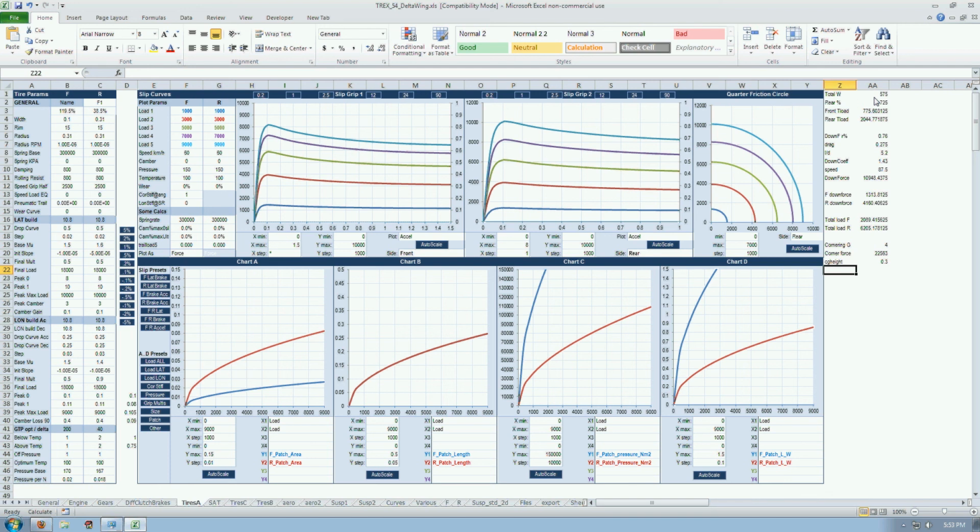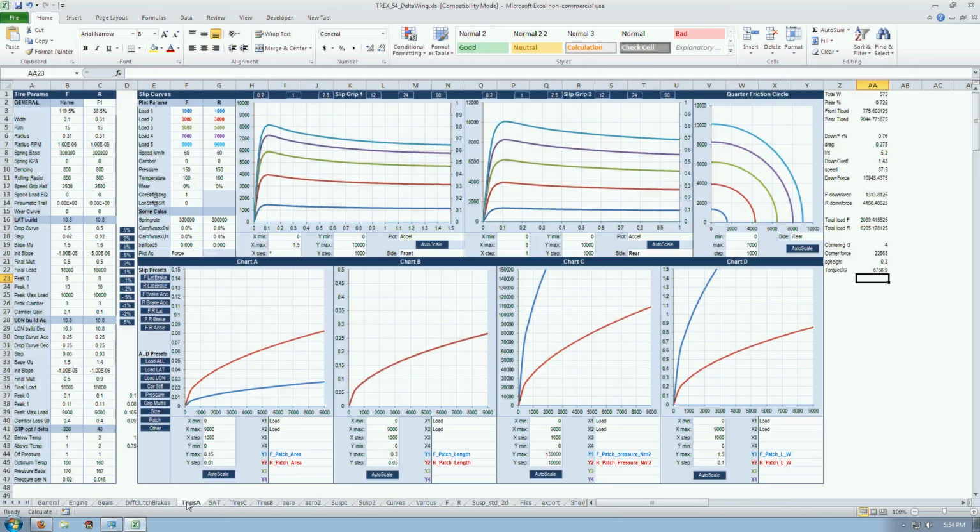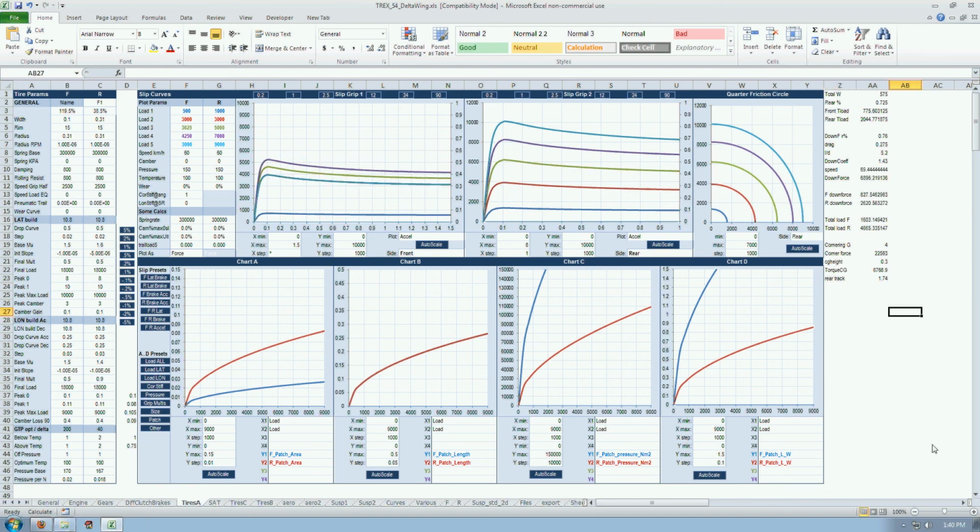That creates a torque of this cornering force times the CG height, so many newton meters, and the rear end has a track of 1.74 meters between the tires. Don't look at the clock, something may have changed. So that's the rear track.